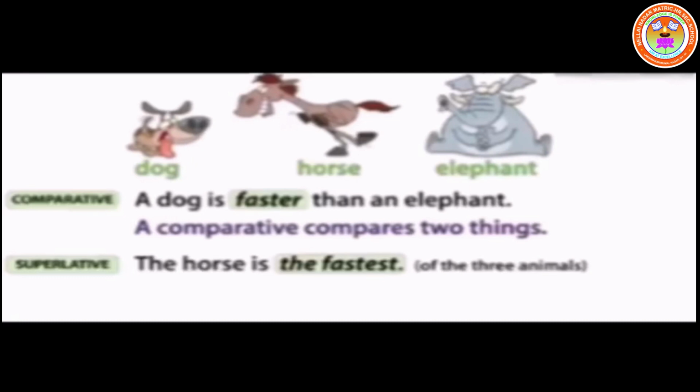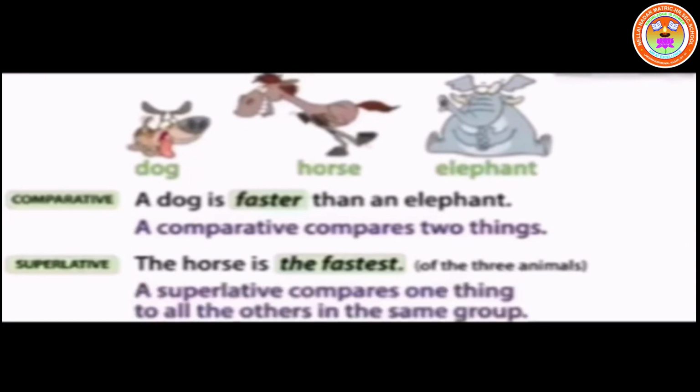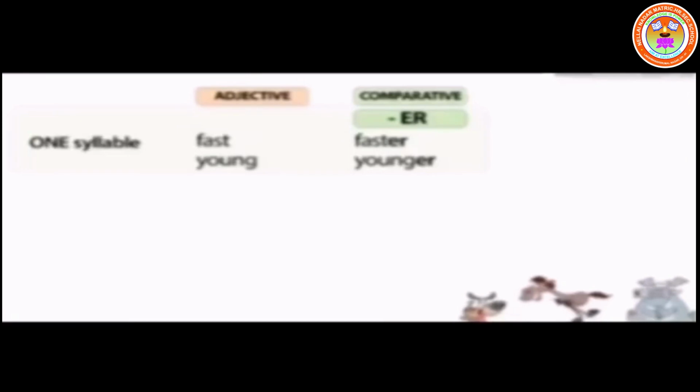Now, let us compare the horse with the other two animals. We say the horse is the fastest, which means the horse is the fastest of all the three animals. Fastest is the superlative. A superlative compares one thing to all the others in the same group. In this case, we are comparing the horse to the other animals in the group, which are the dog and the elephant.